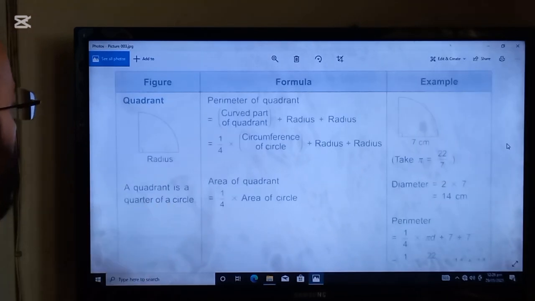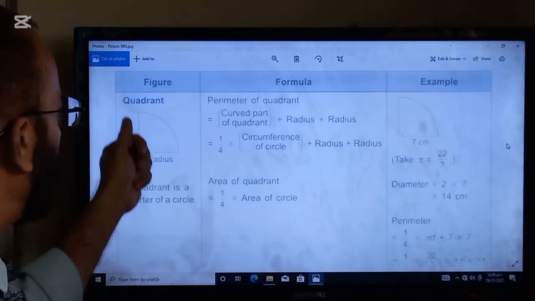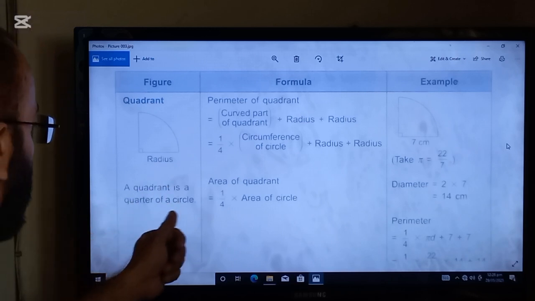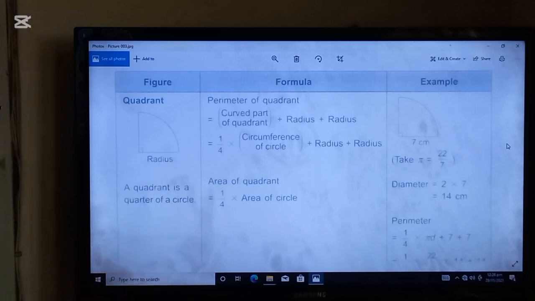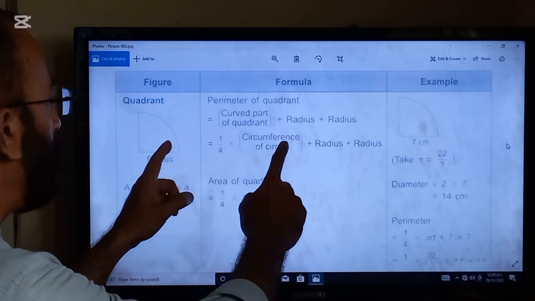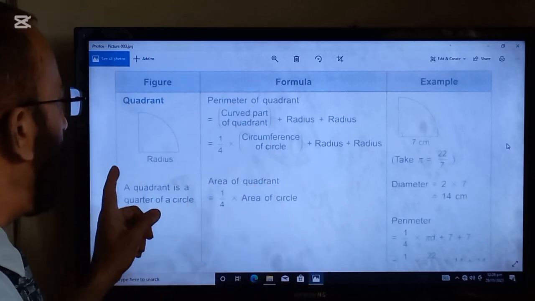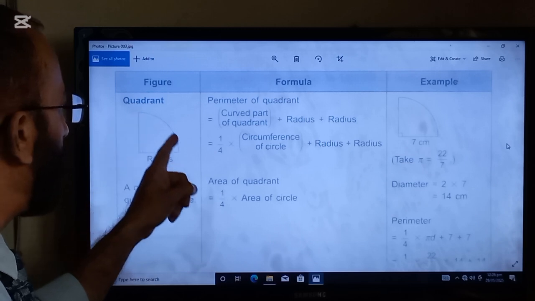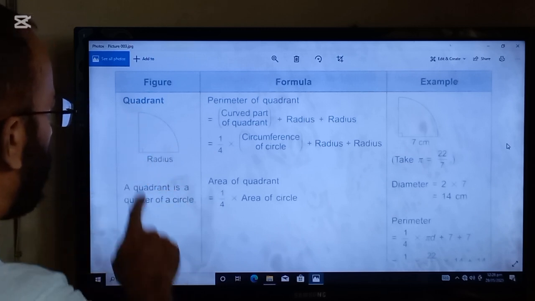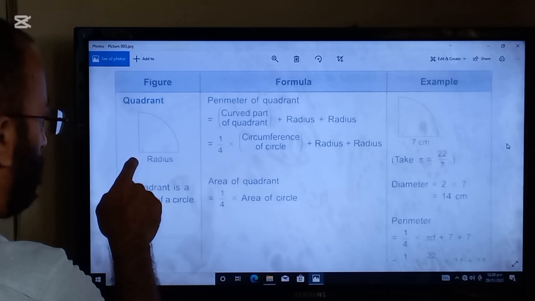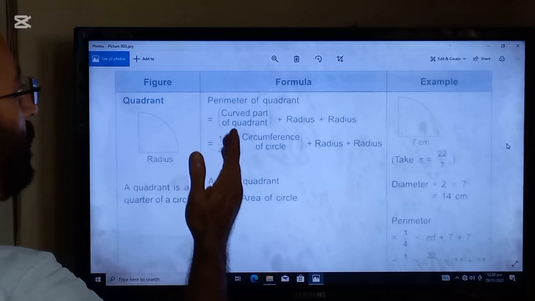Here is another figure. This is quadrant. This is actually fourth part of a circle. A quadrant is a quarter of a circle. The perimeter of the quadrant is, I'm telling you again and again, perimeter is always the sum of the outer boundaries. So the curved part plus this line plus this line will be the perimeter.